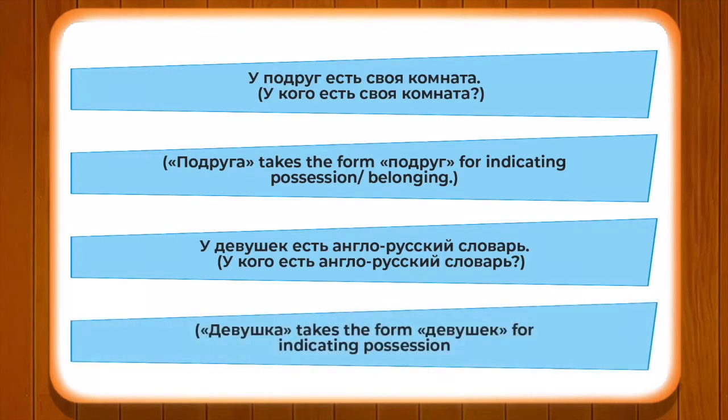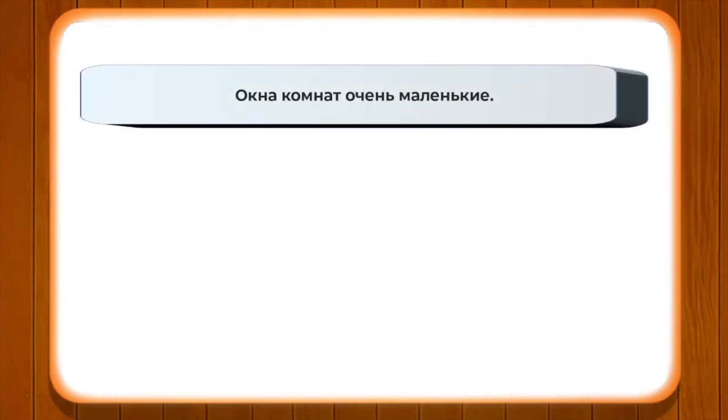So девушка takes the form of девушек for indicating possession. Now let's go ahead and pay attention to another aspect: inanimate plural nouns which indicate possession, belonging. Let's take a few examples like окна, комнат. Очень маленькие. Окна чего? Окна комнат.